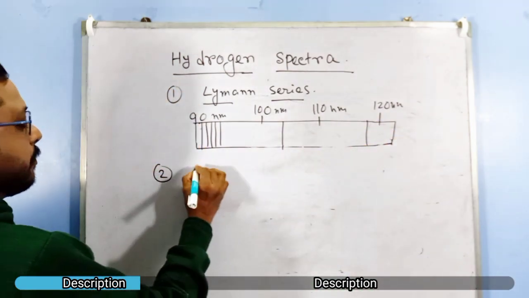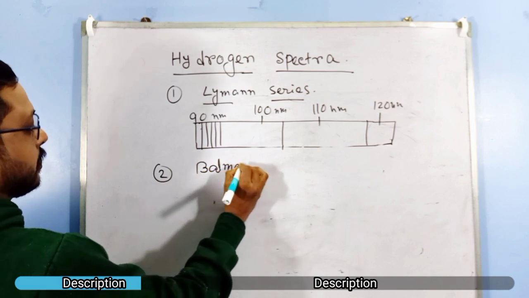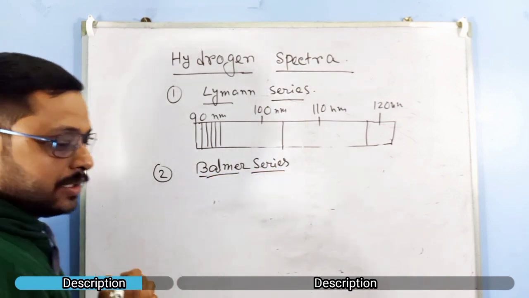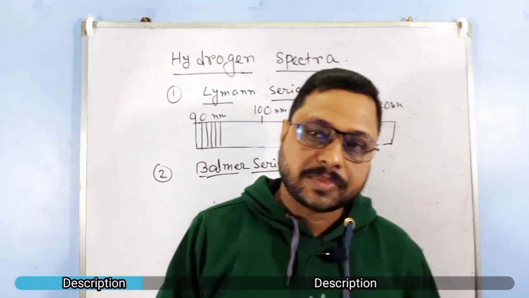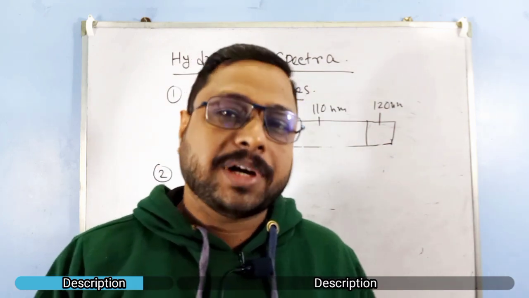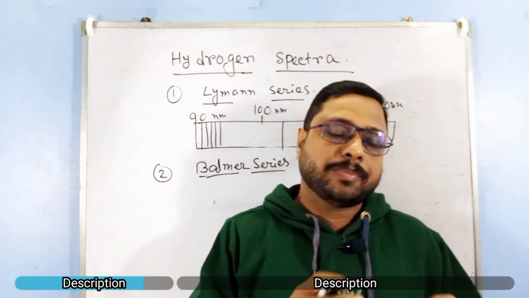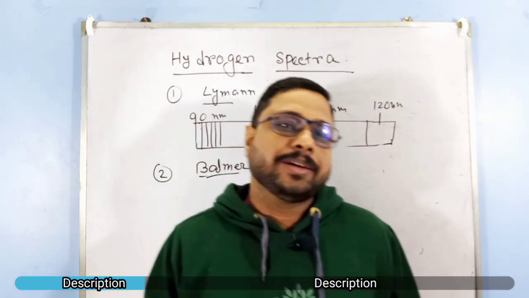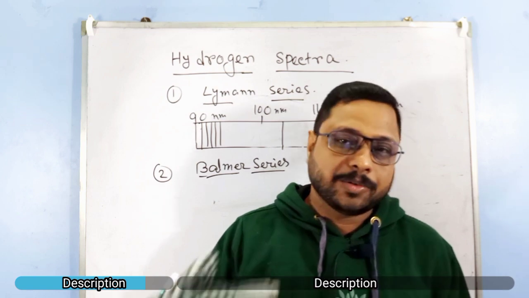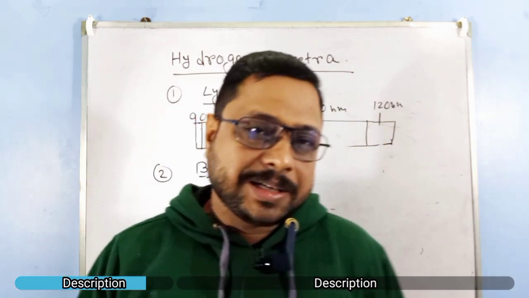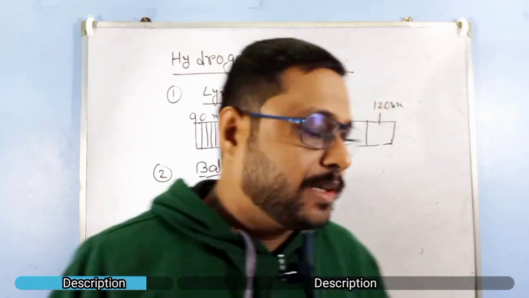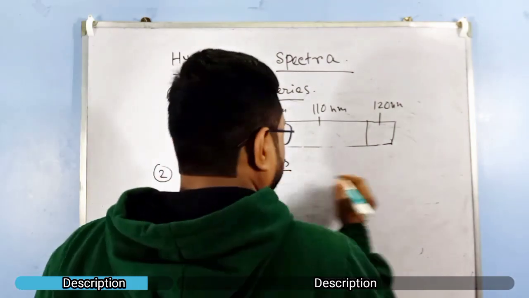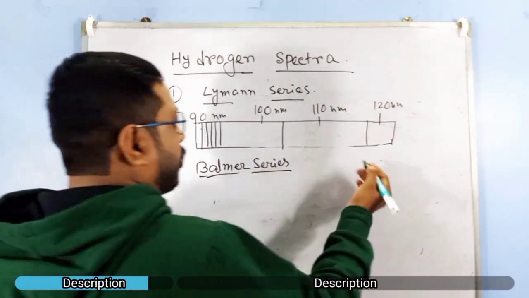Number 2, the Balmer series. Balmer was a school teacher in Sweden, and he played with numbers. One day he did not have any numbers to play with, so he became frustrated and went to his friend and said, please give me some numbers to play with. On that occasion his friend gave him four wavelengths.